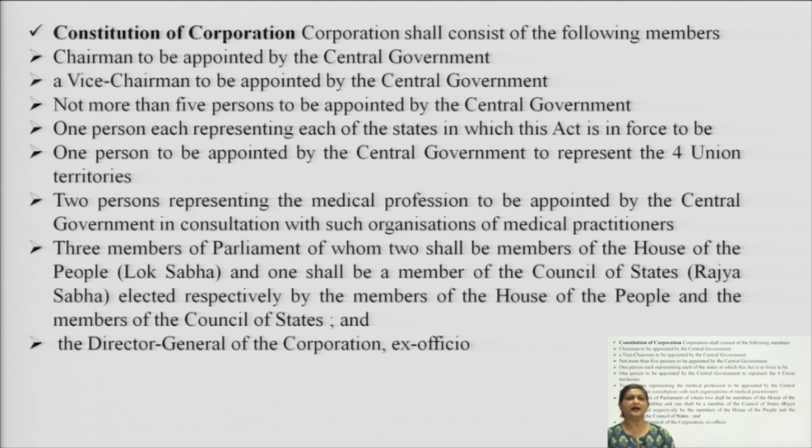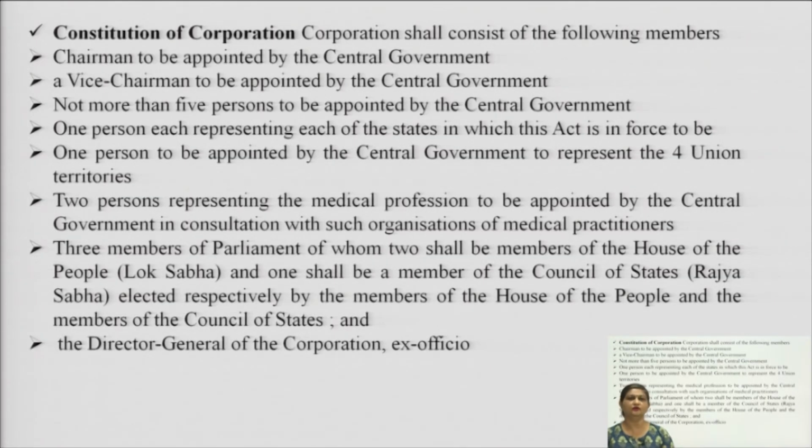3 members of parliament, of whom 2 shall be members of the House of the People, that is Lok Sabha, and 1 shall be a member of the Council of States, which is Rajya Sabha, elected respectively by the members of the House of the People and the members of the Council of States, and the Director General of the Corporation ex officio.